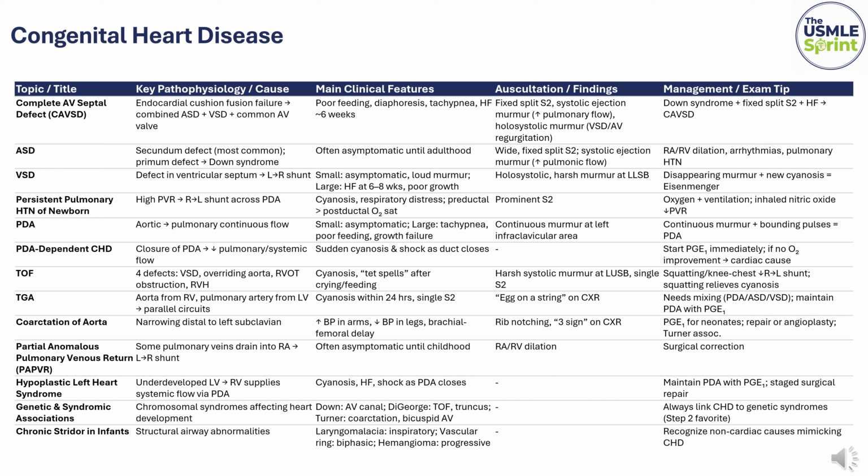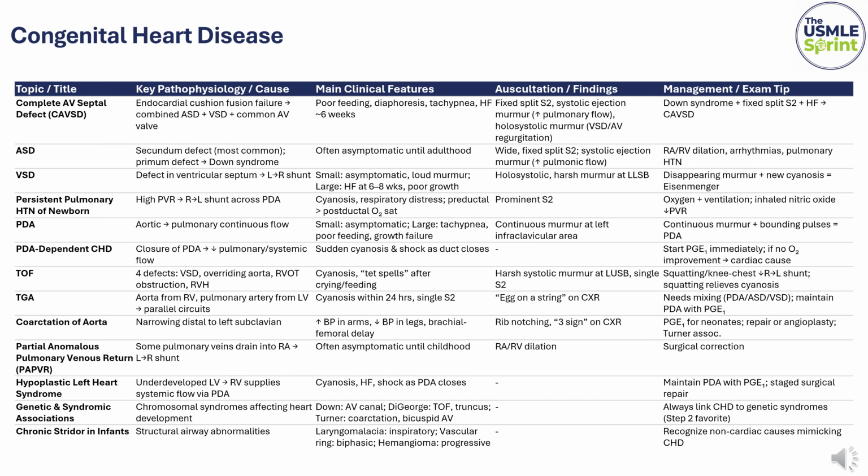During an episode, putting the child in a knee-to-chest position increases systemic vascular resistance, which pushes more blood toward the lungs. Giving oxygen also helps by dilating pulmonary vessels. That's the physiology behind the classic squatting position that relieves cyanosis.